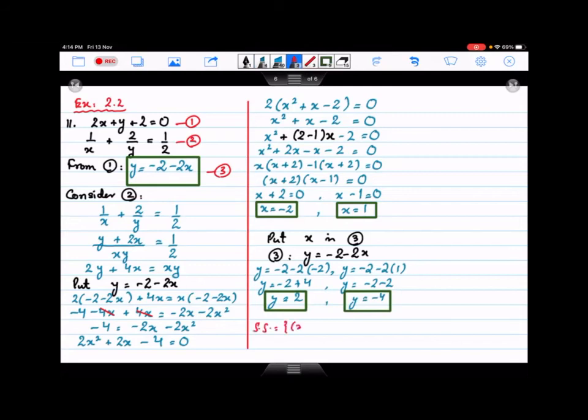So solution set should be in the form of x and y. Now we know that minus 2 has a pair with 2 and 1 has a pair with minus 4. So that is our answer.